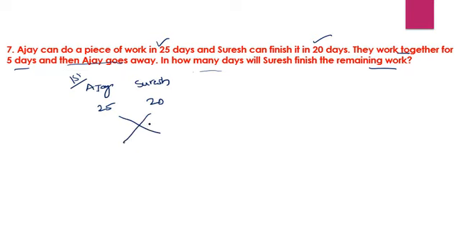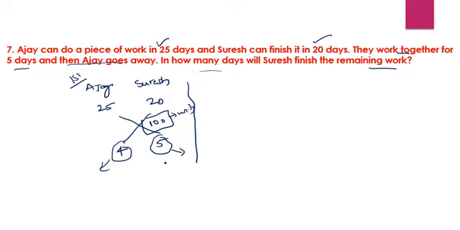So take LCM of both. LCM will be 100. 25 4s, 20 5s. So this is the first part of the question, and total 100 units to be completed. Ajay can do 4 units in 1 day, and Suresh can do 5 units in 1 day.